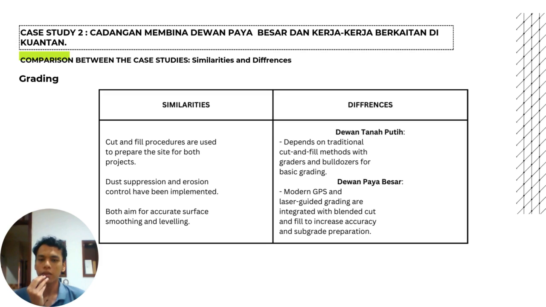Alright, next, grading. The similarities: they both use cut and fill procedures to prepare the site for both projects. They also use dust suppression and erosion control. And lastly, they both aim for accurate surface smoothing and leveling. The differences: Tanah Putih depends on traditional cut and fill methods with graders and bulldozers for basic grading. Meanwhile, Dewan Paya Besar uses modern GPS and laser-guided grading integrated with blended cut and fill to increase accuracy in the subgrade preparation.